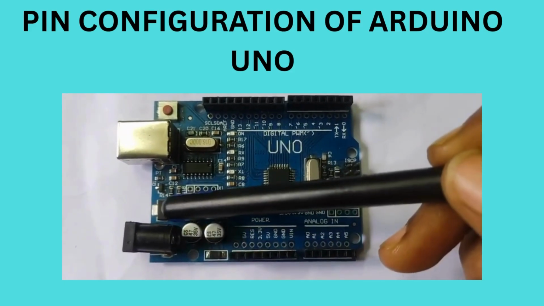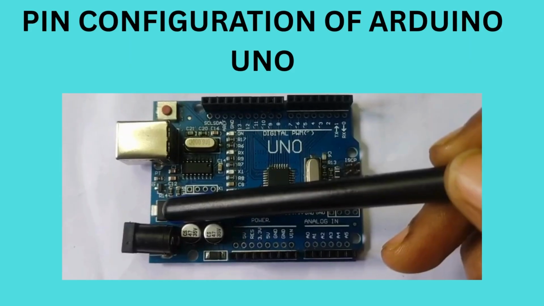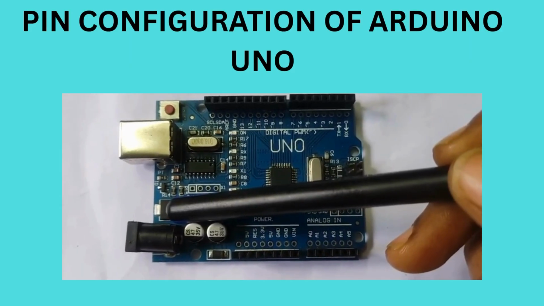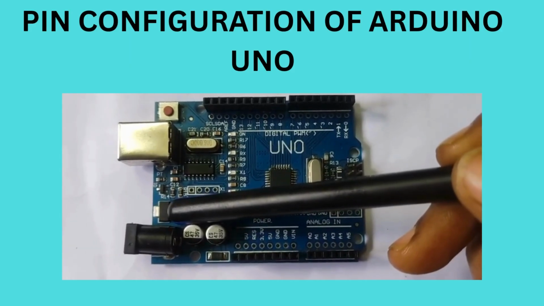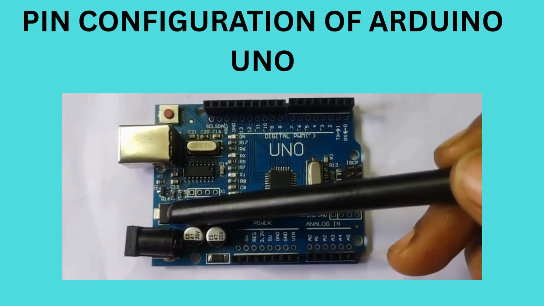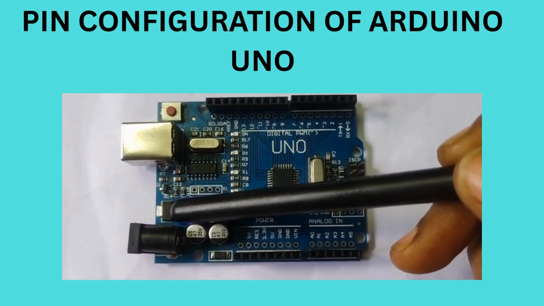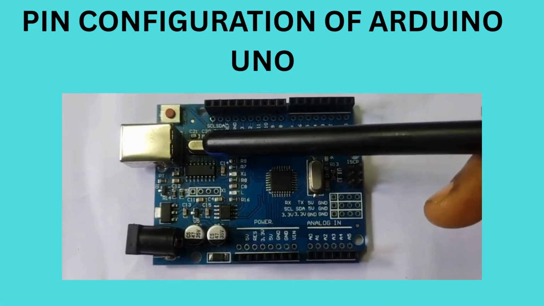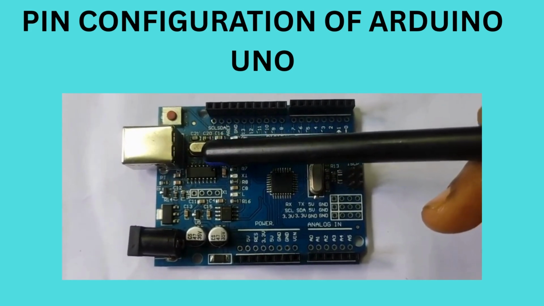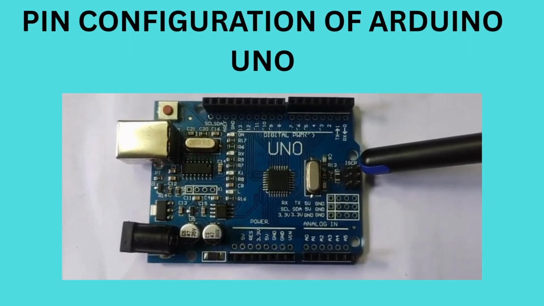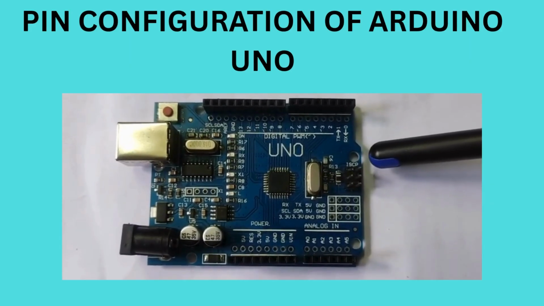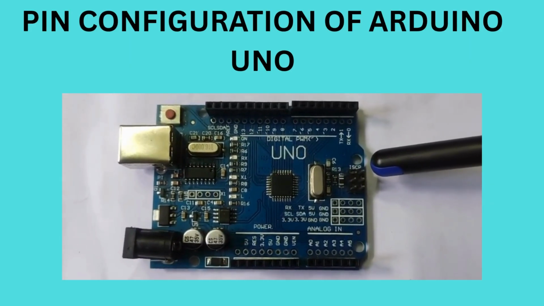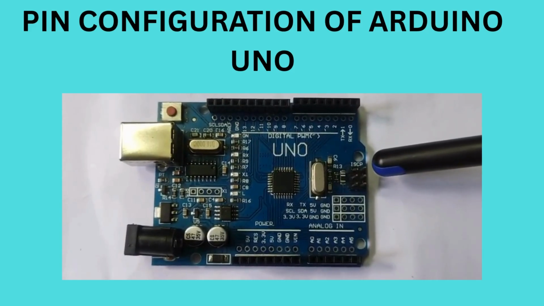And next one is the voltage regulator. This small component is the voltage regulator. It controls the voltage and keeps it safe, so the board does not get damaged from extra voltage. And next one is the crystal oscillator. The crystal oscillator keeps the timing. And next one is the ICSP. ICSP means in-circuit serial programming. It is used to program the Arduino directly.